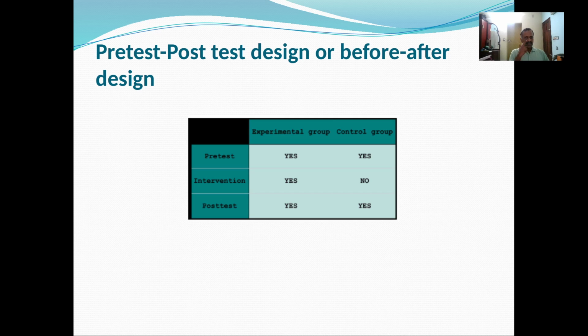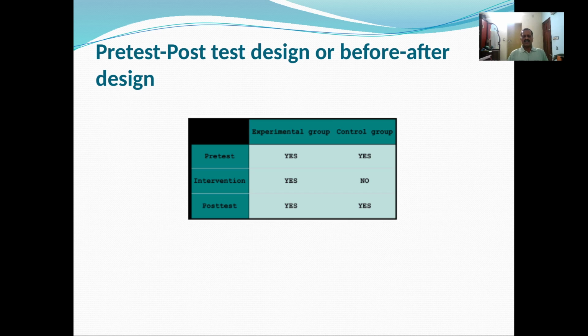Now, the most commonly used true experimental design, we call it the pre-test, post-test design or before-after design. Why we call this the pre-test, post-test design is, before the intervention, we do a testing, and after the intervention, we do the testing again. That is why the name: the pre-test, post-test design or before-after design.